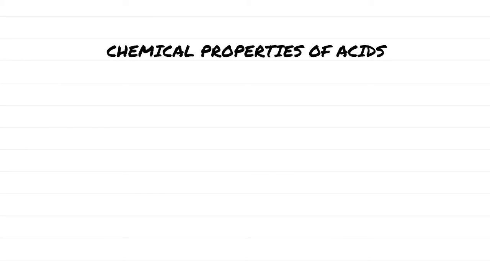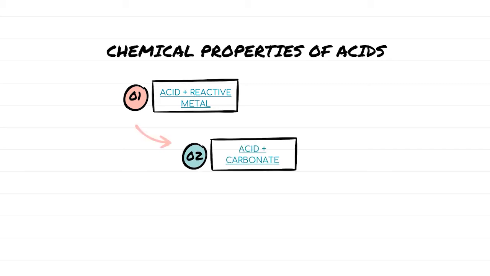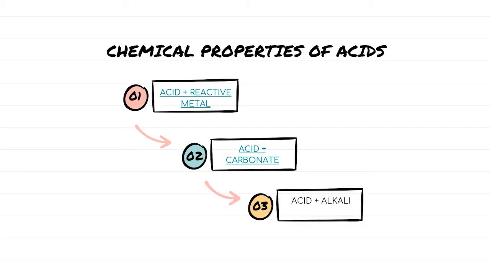Next, we are going to look at the chemical properties of an acid. It has three properties. Number one, what happens when acid reacts with reactive metal? Second, what happens when acid reacts with carbonate? And third, what happens when acid reacts with an alkali? This process is actually a neutralization, where acid reacts with alkali to give salt and water.